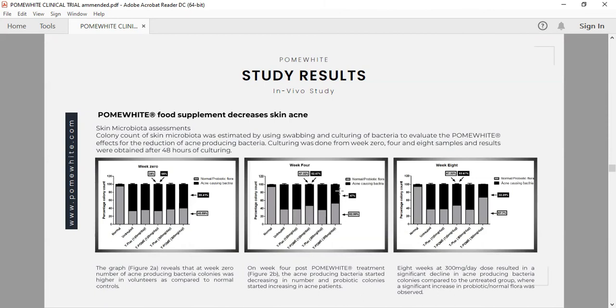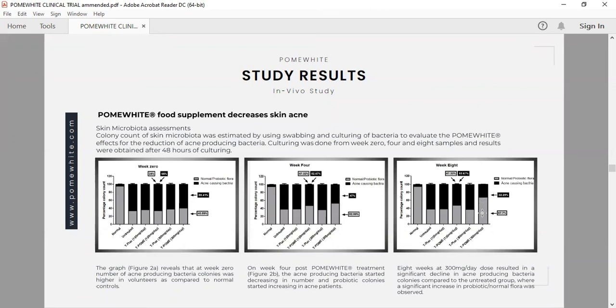As we kept on using the Pomewhite on the volunteers till 8 weeks, the 8 weeks show remarkable results, because at week 8, we saw that our acne producing flora is highly eradicated from the skin of the people at 8 weeks post treatment with 300 mg Pomewhite, and their commensal bacteria or the probiotic bacteria are going to rise.